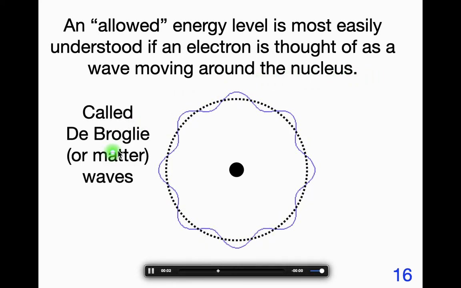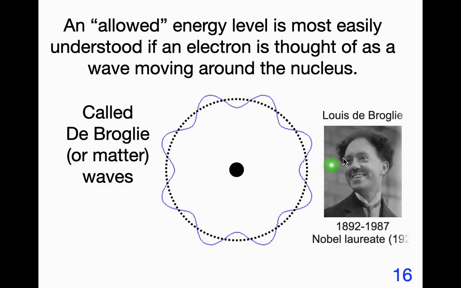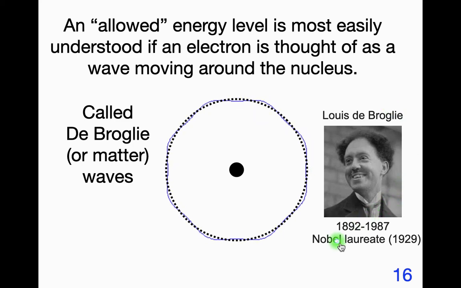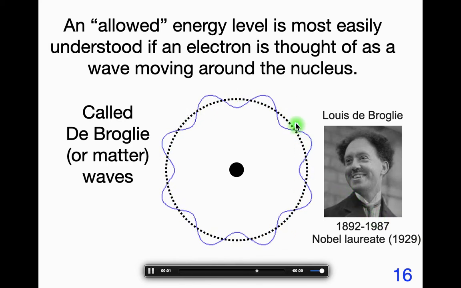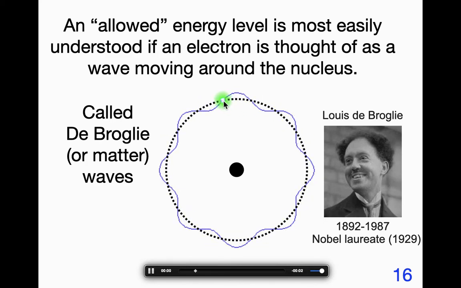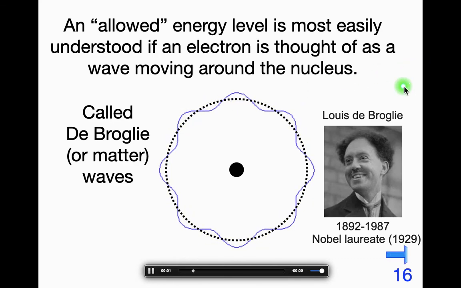These are called de Broglie waves or matter waves. Louis de Broglie, 1892 to 1987, also a Nobel laureate. Now, what's of interest here is notice that the wave begins and ends at the same point. So any point that you draw on the energy level, the wave doesn't rotate around. It remains in sync with itself, as we'll see here in a second.